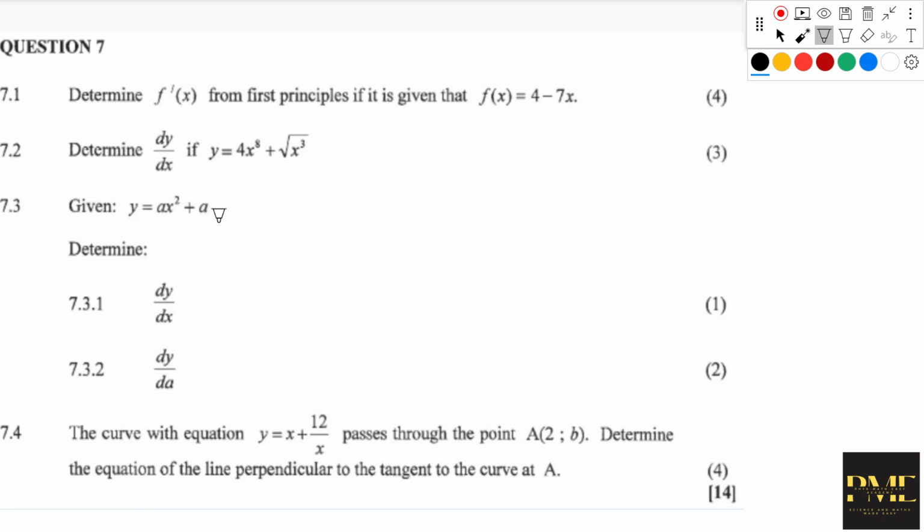Okay, so we are given y is equals to ax squared plus a. This is exactly what we're given, right? And then 7.3.1 says determine dy over dx. Dy over dx, guys, right? We know that dy over dx means the equation starts with y and everything else is whatever it is, right, and then you take the derivative with respect to x for your answer. So that's why it says dy over dx.